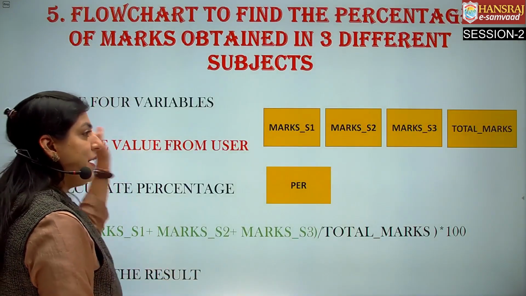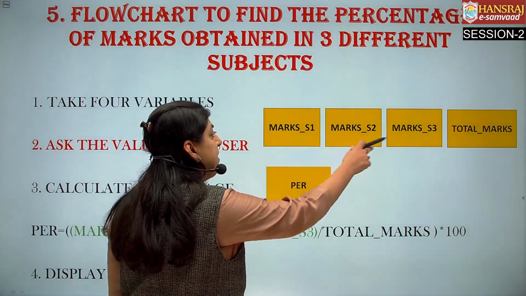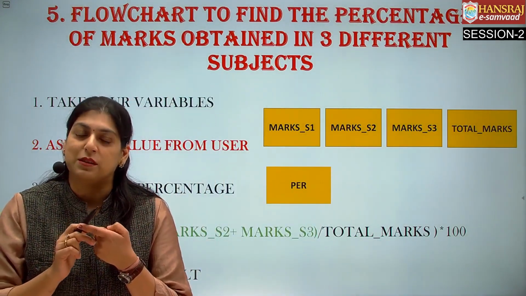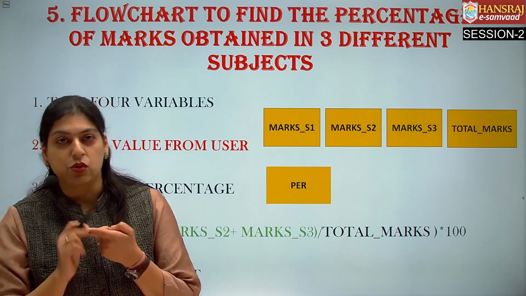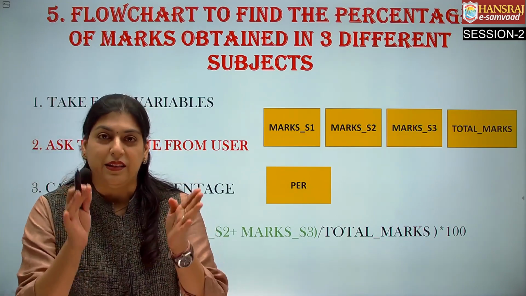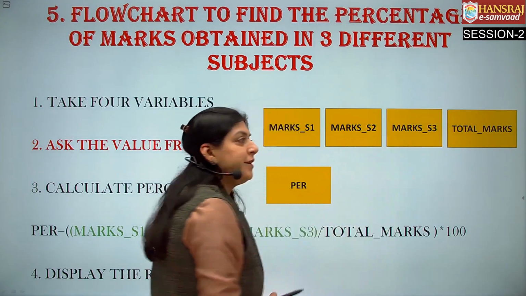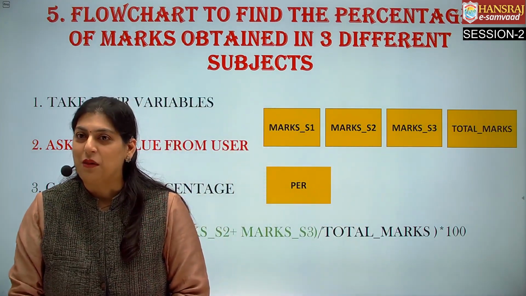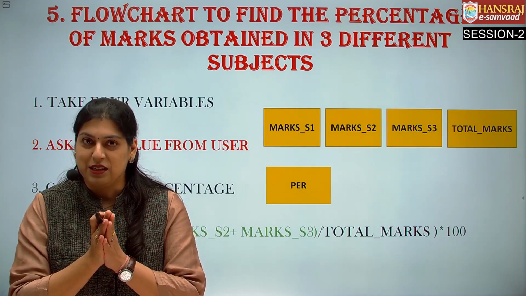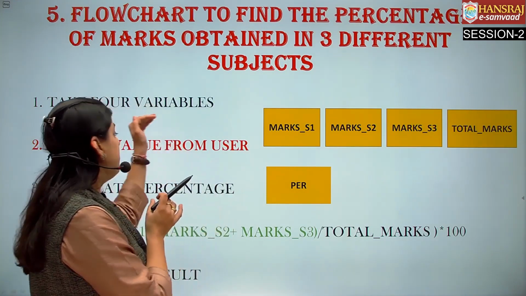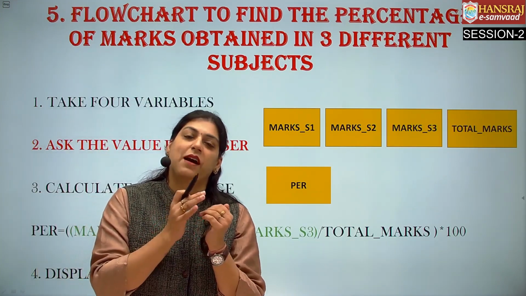What things do we need to take here? We need 3 variables first: the marks scored by the student in subject 1, subject 2, and subject 3. Then I need a variable to store the total of these marks, and then the percentage. So I am considering 4 variables here, and I am asking for these values from the user.